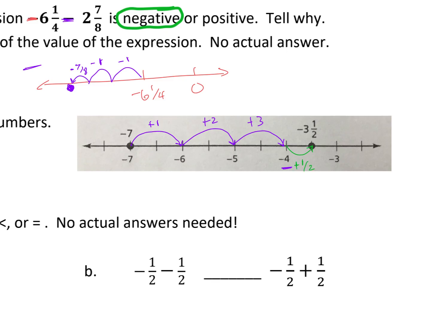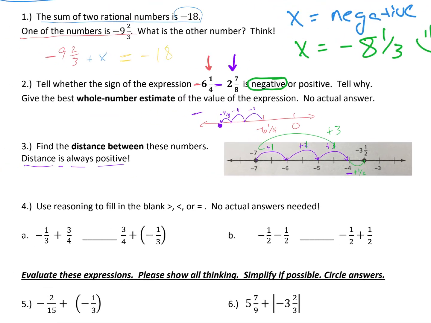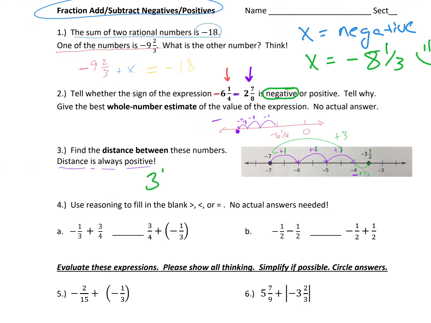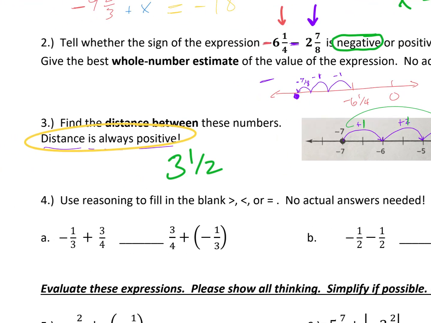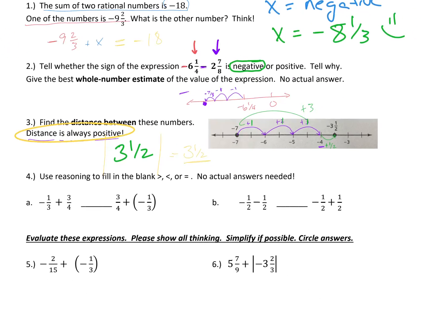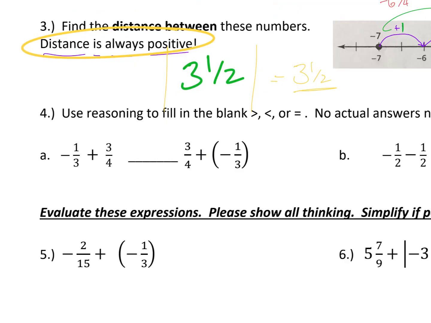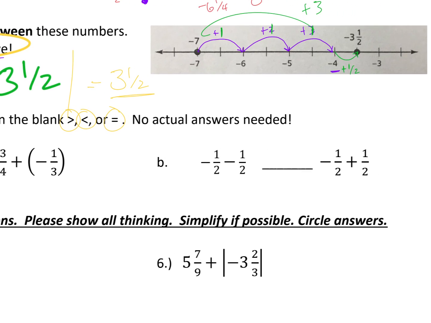Okay? And in fact, maybe if this is confusing you, here's what we did. We went plus 1, plus 1, plus 1 for a total of plus 3, right? So what is the distance that we covered? 3.5, okay? And this whole thing about distance always being positive, that's a throwback a little bit to the absolute value. So like the absolute value of 3.5 is still 3.5, okay? Use reasoning to fill in the blank of greater than, less than, or equal to, no actual answers.